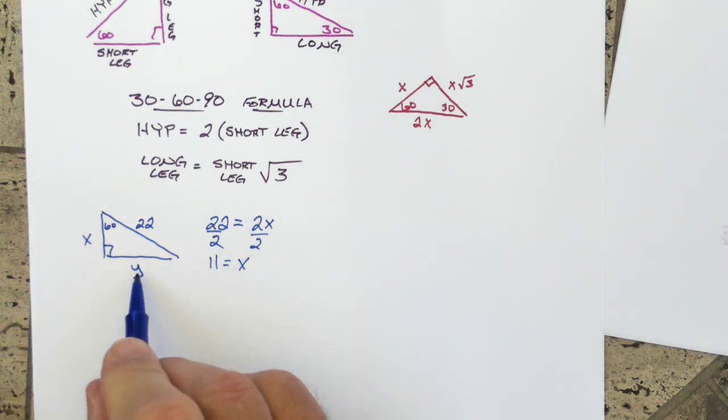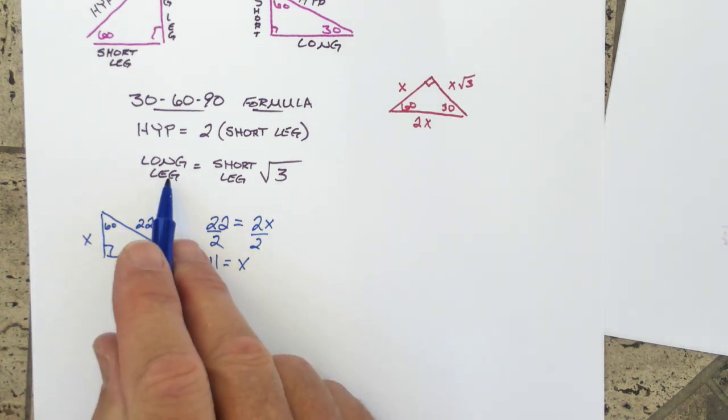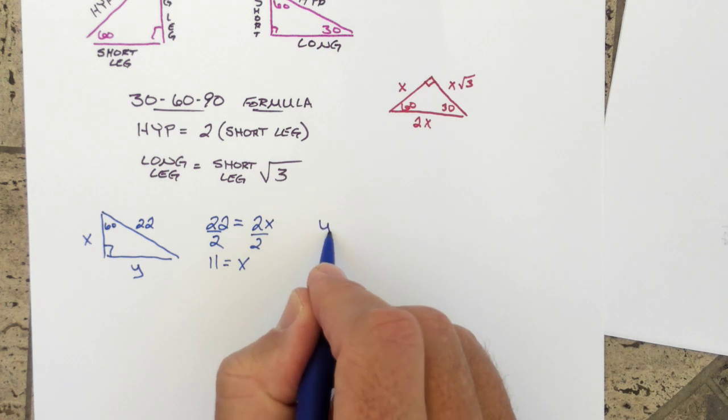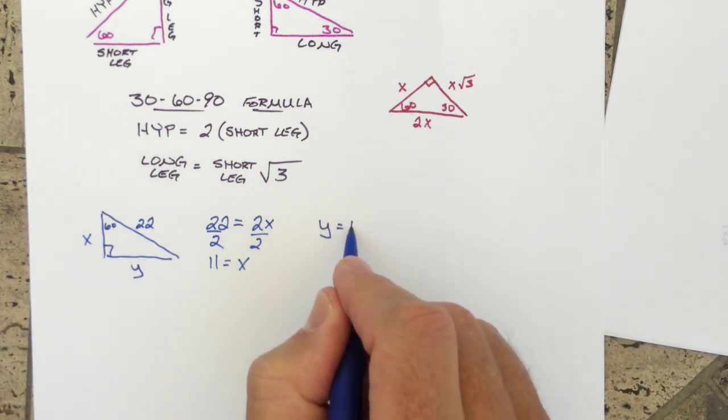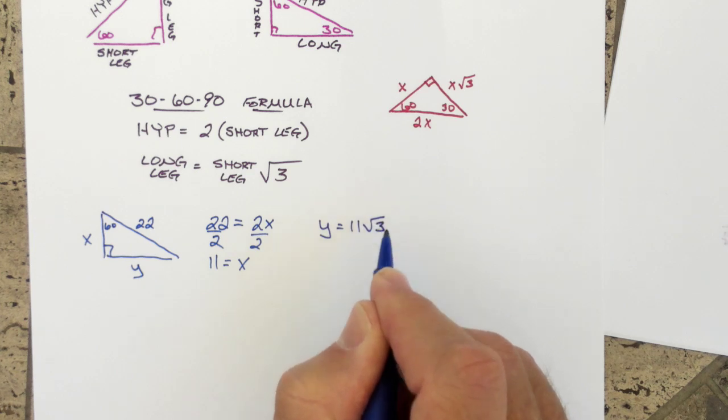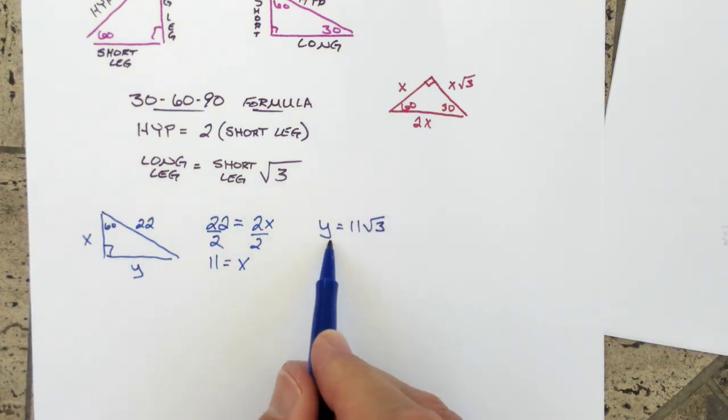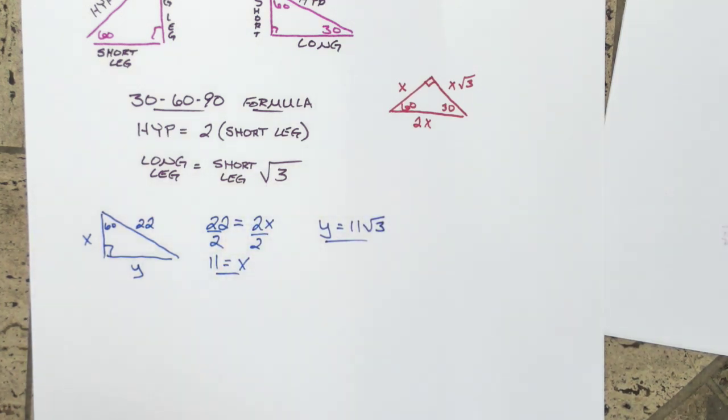All right, now how do we find y? Well, since y is the long leg, y equals short leg 11 times the square root of 3. Done. It can be that easy, absolutely. Try this one.